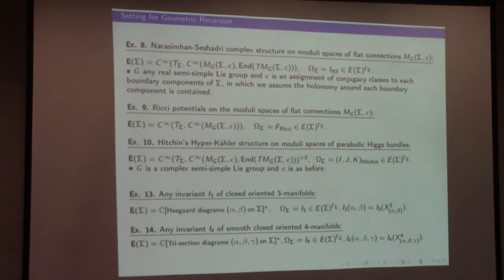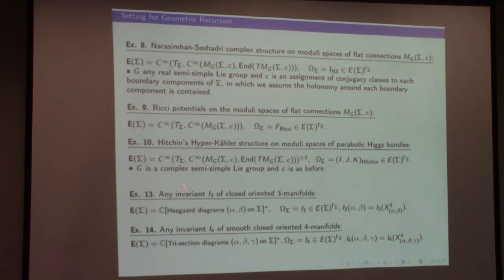Maybe I go a little faster. So, of course, there is also Hitchin's hyperkähler structure on the moduli space of parabolic Higgs bundles, which fits in this as well. Now we have an element of this huge vector space here. Rather funnily, two funny examples here.